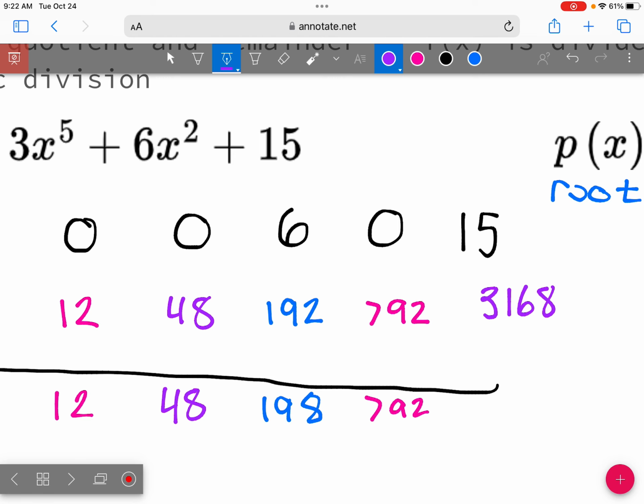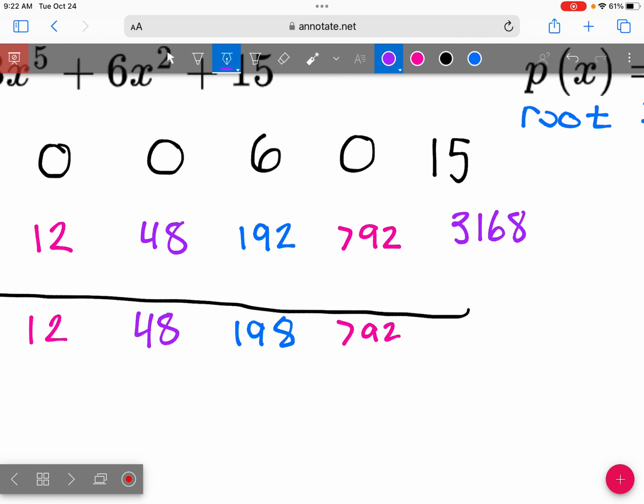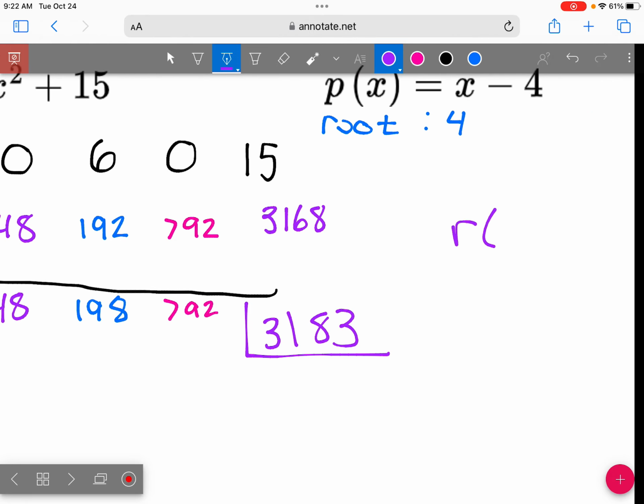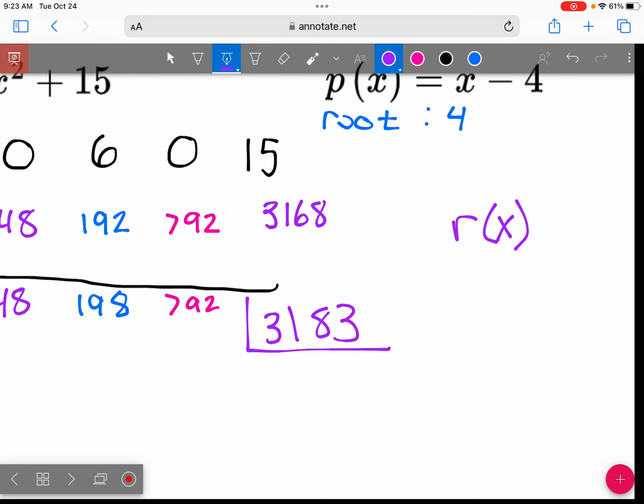Okay. So what's our remainder? $3,183. Like I said, this is the grossest one. So our R of x, our remainder, is 3,183.